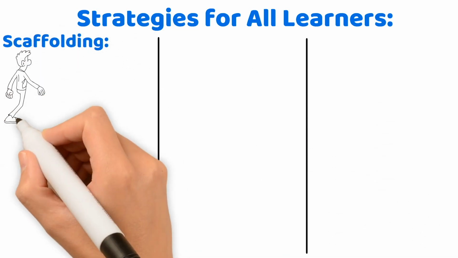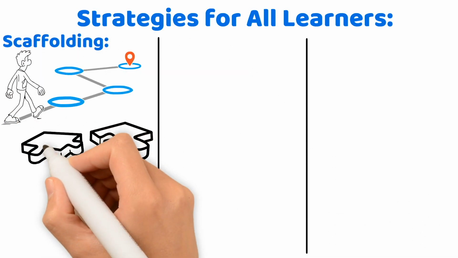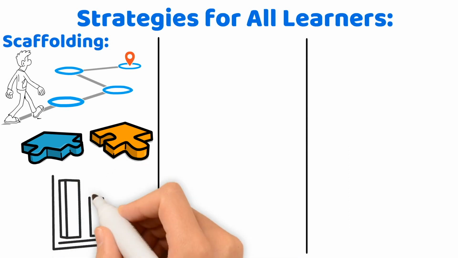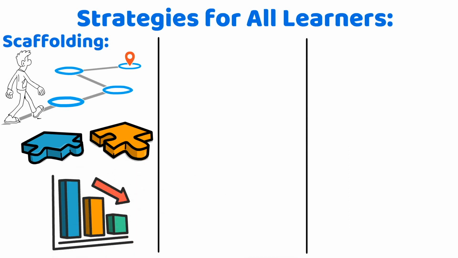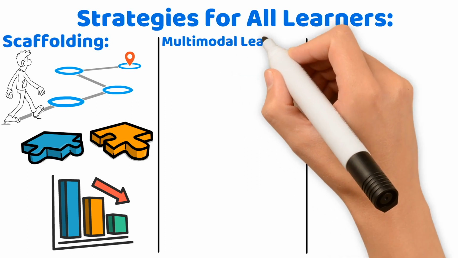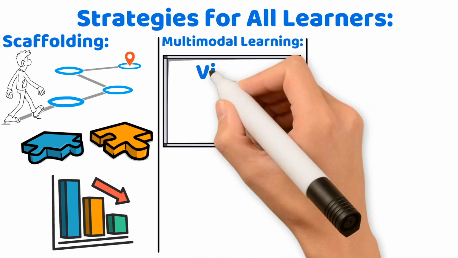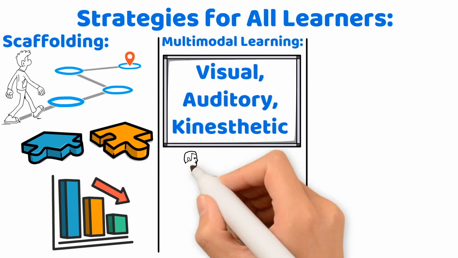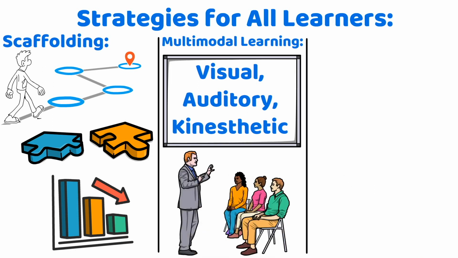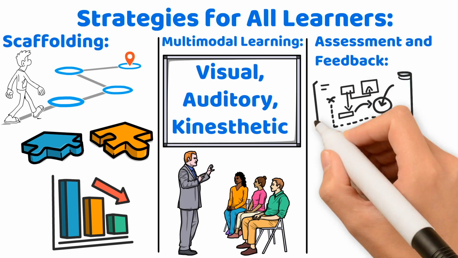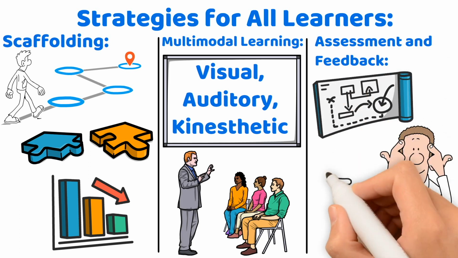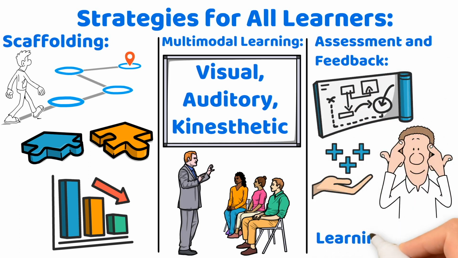Scaffolding. Provide step-by-step support for students as they tackle complex texts or problems. Gradually reduce support as their competence increases. Multimodal learning. Offer content in various formats, visual, auditory, kinesthetic, to cater to different learning styles. Assessment and feedback. Use diverse assessment methods to gauge understanding and provide constructive feedback, guiding students in their learning journey.